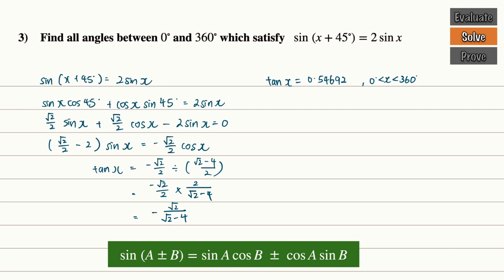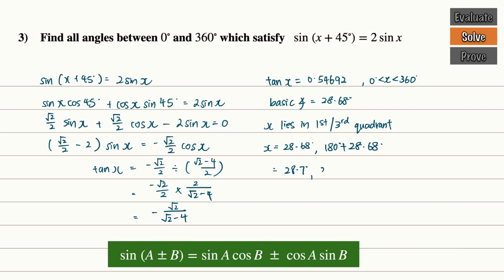The next step is to find the basic angle, which is tangent inverse positive 0.54692, which gives us 28.68 degrees. Identify the quadrants next. This tangent x is a positive value, so x lies in the first or the third quadrant. To solve for the value of x, we will then have 28.68, 180 plus 28.68. Now the answer will then be 28.7 degrees and 208.7 degrees rounded to 1 decimal place.